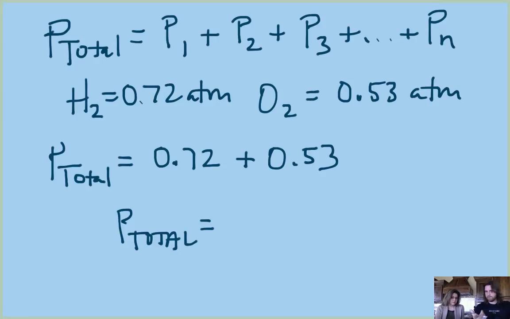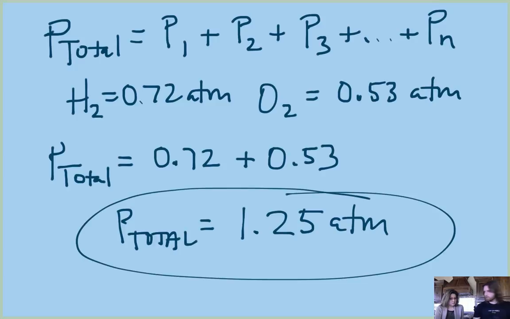Make sure you keep track of that. If one was in atmospheres and one was in millimeters of mercury, we'd have to convert one of them in order to make that work. So this is the same units. This is equal to 1.25 atmospheres. This is simple addition, folks. That's all it is. So that's just if we were given the partial pressures.